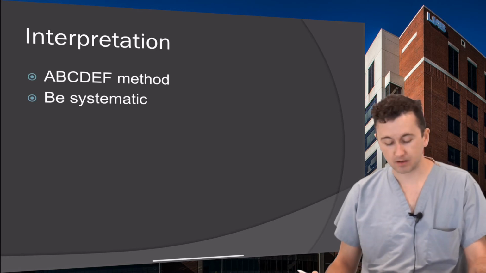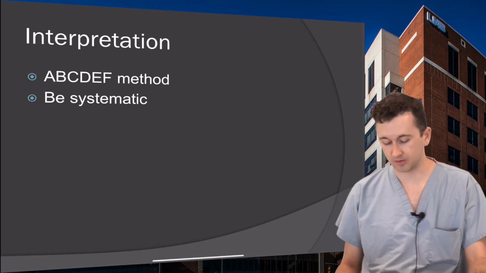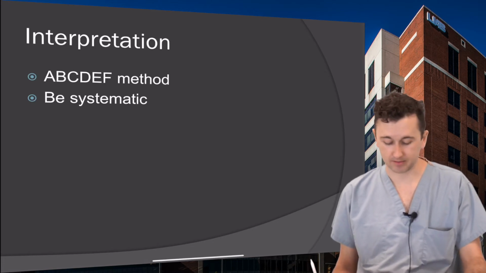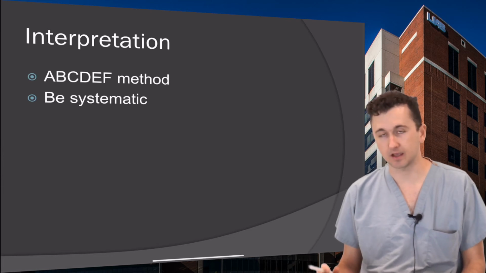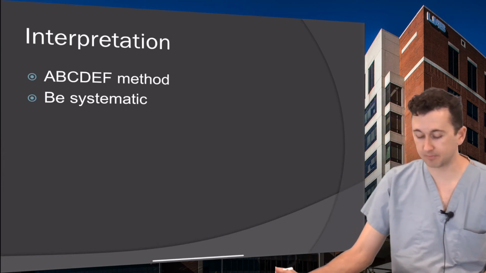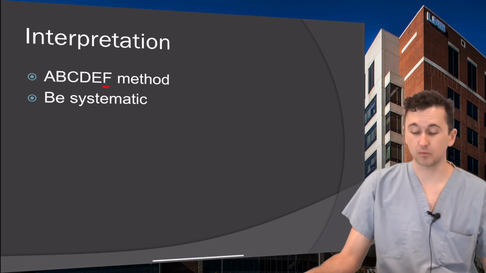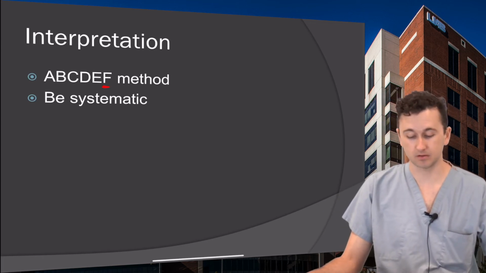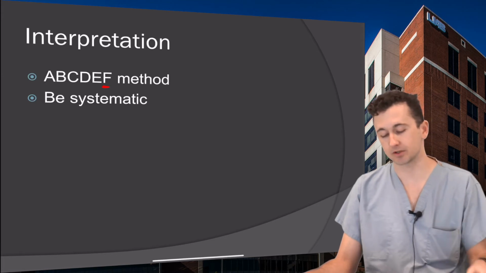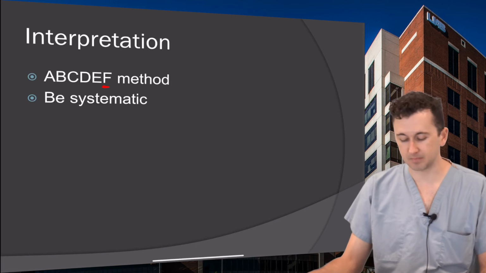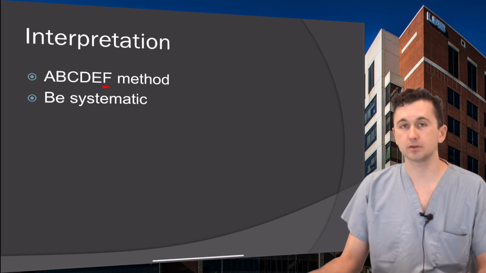Okay, so let's talk about how we actually interpret films. There are a lot of different ways that you can read about online. The method that I like is the alphabet method, or the A, B, C, D, E, F method. The reason I like that is because it saves the thing that your eyes immediately want to go to, the lung fields, for last. That way you're forced to go through all the smaller things that you don't want to miss, leading up to the meat of the X-ray. But regardless of what you do, be systematic.